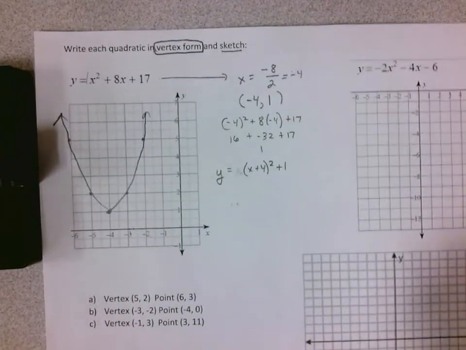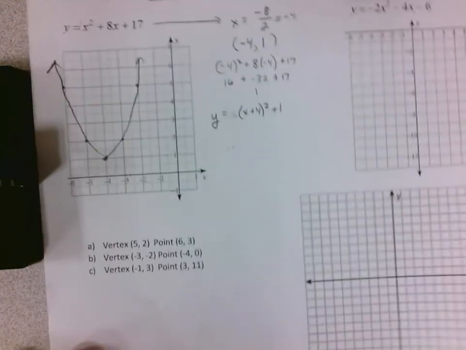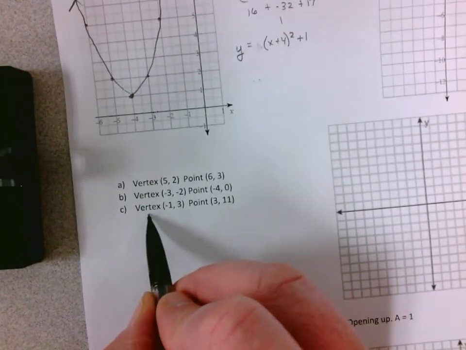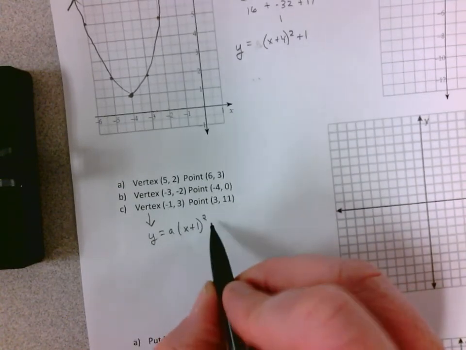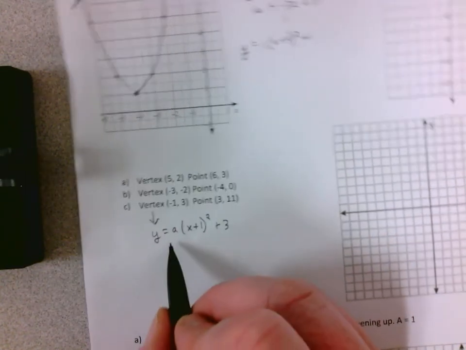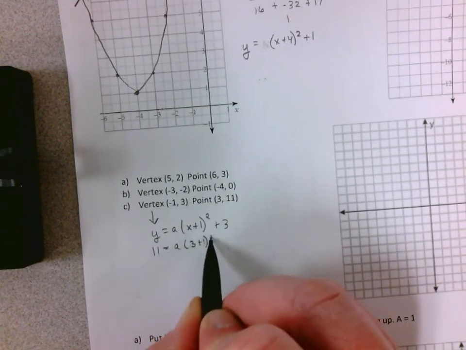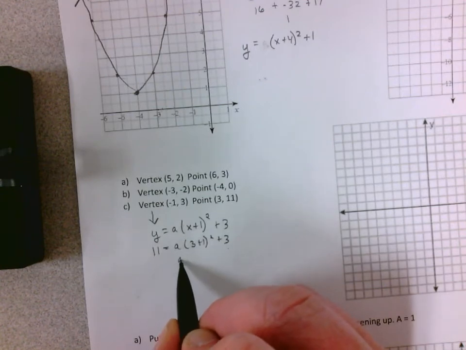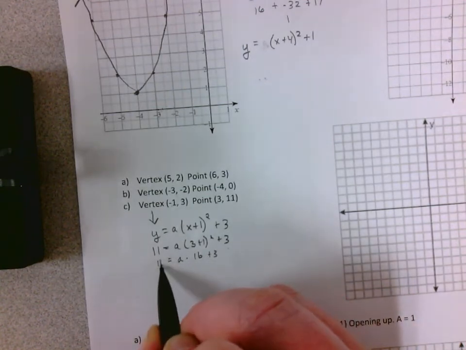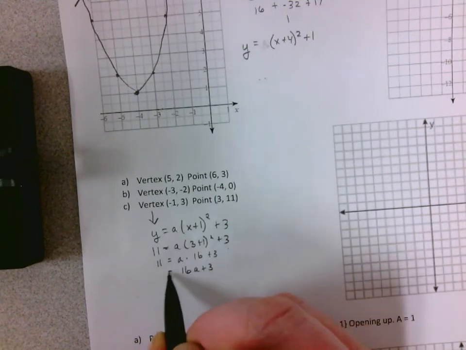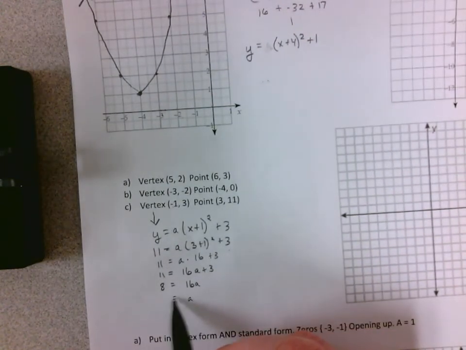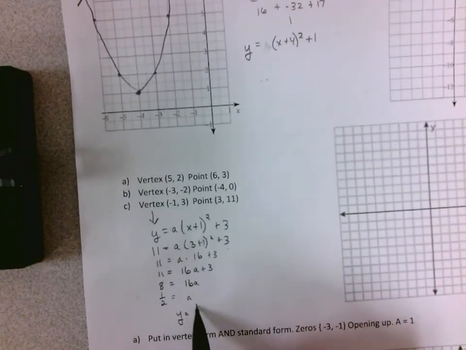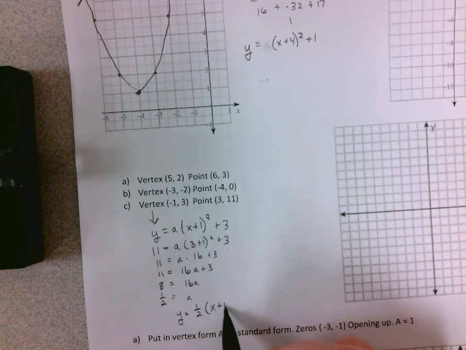Don't forget to find that a value. So this one's going to have a different one. Let's do one of these. So now I do know the vertex here, and I know another point. So y equals a, x plus 1, because it's always the opposite sign. Let's make that 0, plus 3. To find a, I can plug in my point. So I have a times 16 plus 3 equals 11. Subtract 3. Be careful. Don't get sloppy. Some of you are getting sloppy with your algebra that you used to be so careful with. So a equals 1/2. So the answer there would be y equals 1/2 x plus 1 squared plus 3.